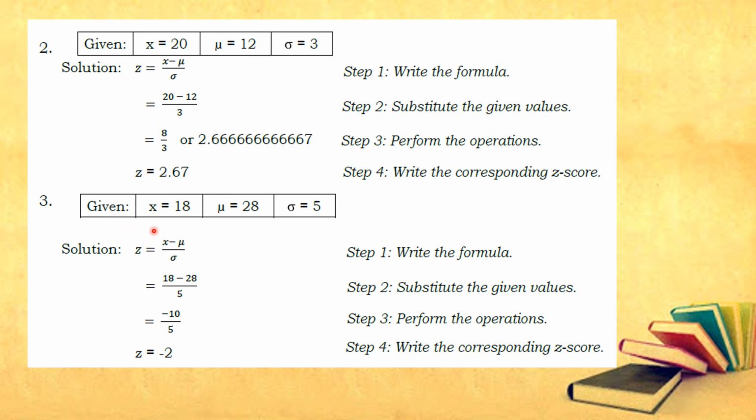Number 3, given natin x 18, mu 28, and standard deviation 5. Same procedure. Step 1, write the formula. Step 2, substitute the values. 18 minus 28 divided by 5. Step 3, perform the operations. 18 minus 28 is negative 10 divided by 5. Step 4, write the corresponding z-score. Negative 10 divided by 5 is negative 2. So, the z-score is negative 2. Madali lang naman kunin yung ating z-score.